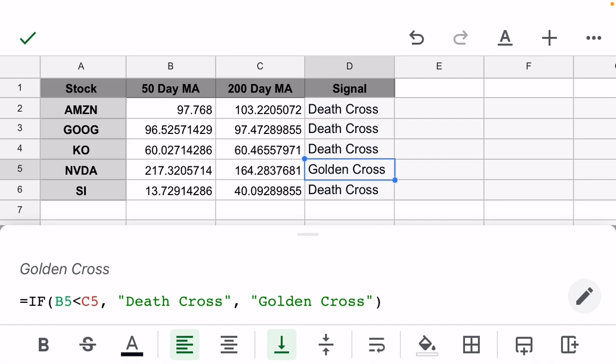So usually, a certain strategy that's used is when the 50-day passes the 200-day, it signals a buying opportunity, and it signals a selling opportunity when the 50-day moving average begins to go lower than the 200-day moving average.